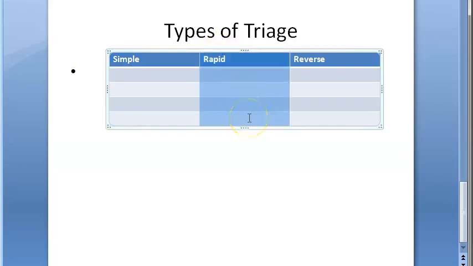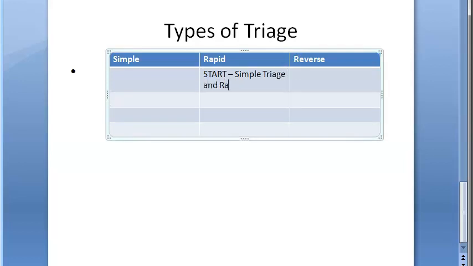What is rapid? Rapid triage, there is something called a START here, S-T-A-R-T. This is simple triage and rapid treatment. What is this START? It is simple triage and rapid treatment. Okay. So basically a simple triage system that can be performed by lightly trained or emergency personnel. So they are saying this is done by lightly trained people.